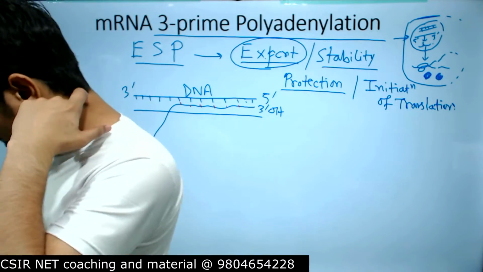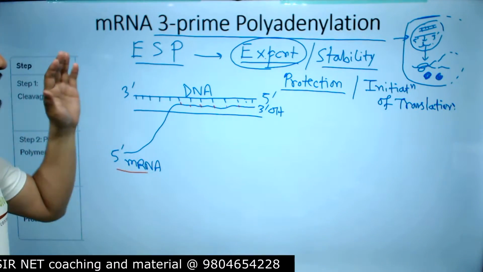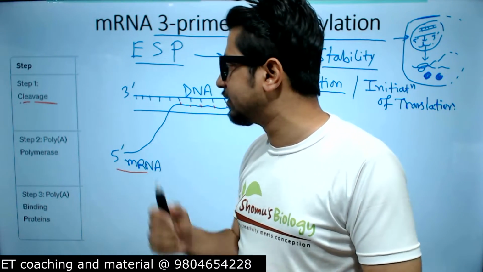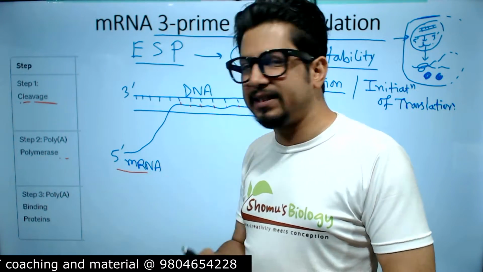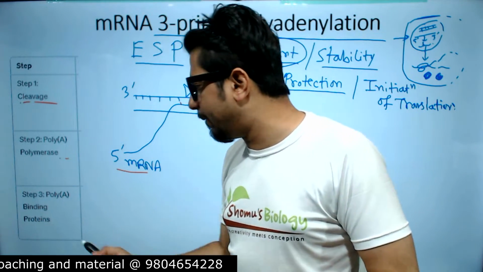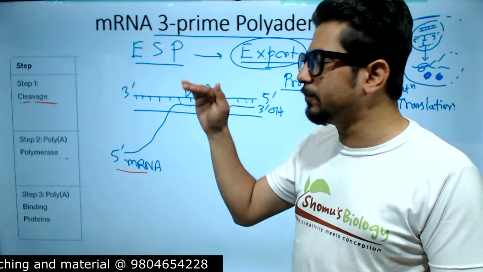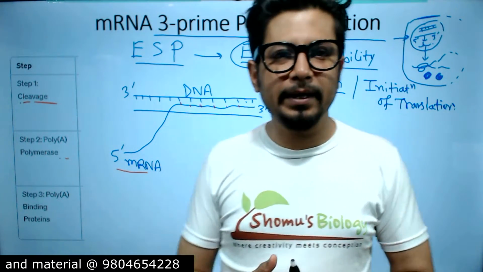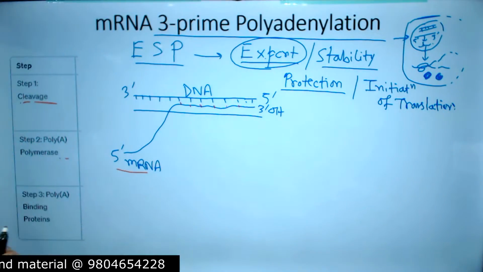Okay. So how exactly will this 3 prime polyadenylation be done? There are 3 important steps. Step 1 is the cleavage. Step 2, poly A polymerase's role, and step 3 is poly A binding proteins. These are the 3 important constituents of the poly A addition to the 3 prime end of the eukaryotic mRNA. Now step 1 is cleavage.